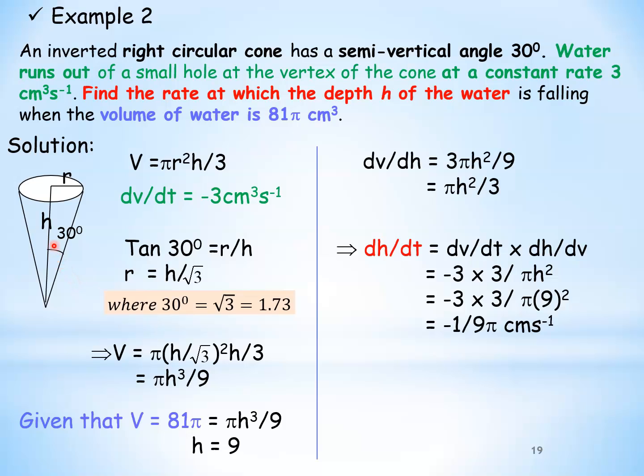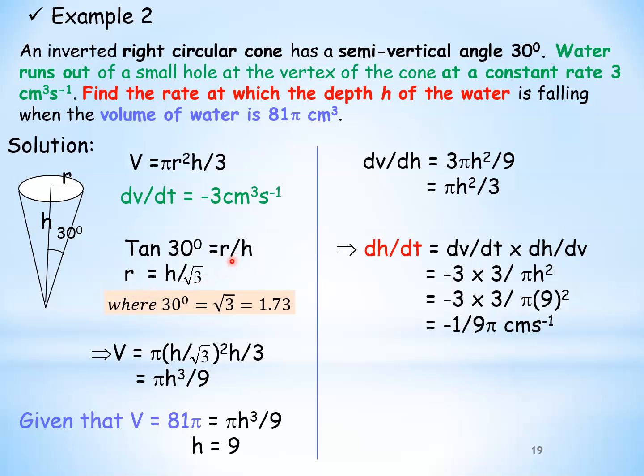Tangents mean opposite divide by adjacent. Tangent bermaksud bertentangan bahagi dengan bersebelahan. Your bertentangan or your opposite is r, adjacent is h. That's why you get this. Tangent 30 degrees equal to r over h. Where your r equal to h.